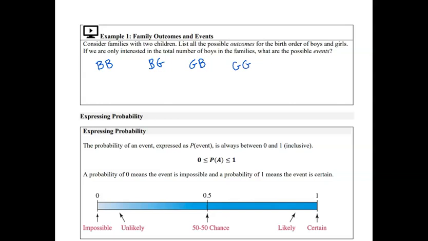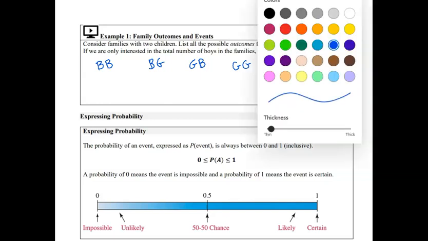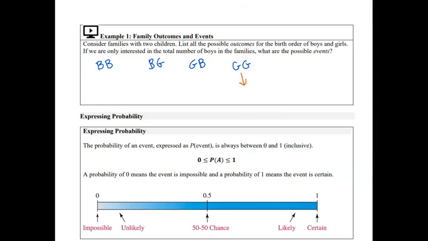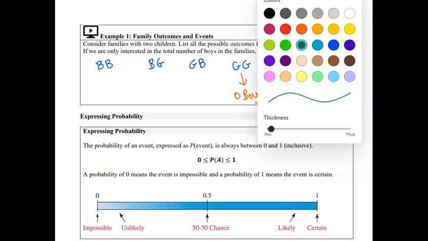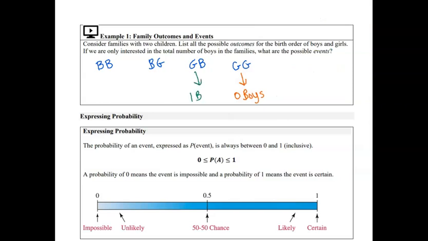Because we are asked to consider only the total number of boys, the possible events with 2 children are, well, we could have 0 boys. So this right here represents the fact that we would have 0 boys. That would be an event. Okay, we could have 1 boy. So this represents something else, and this has 1 boy, and so does this one. Or we could have 2 boys.